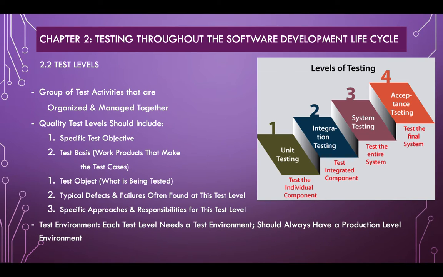Welcome back to Chapter 2, Testing Throughout the Software Development Lifecycle. We are at Part 2.2, Test Levels. A test level is a group of test activities that are organized and managed together. A quality test level should include: 1, specific test objectives, test basis, which is the work products that make the test cases, and a test object, which is what is being tested; 2, typical defects and failures often found at this test level; and 3, specific approaches and responsibilities for this test level.